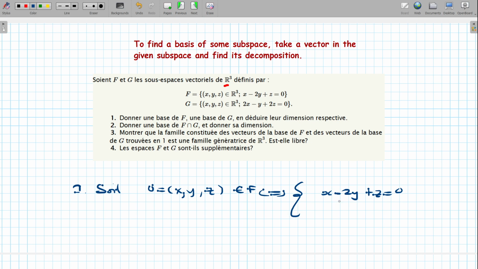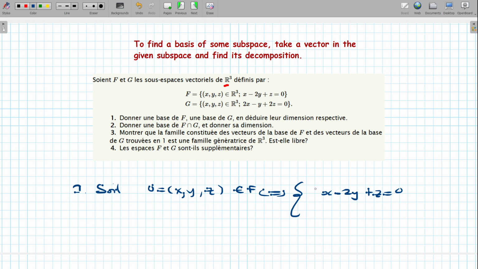Now you can make x the subject of the formula if you want, you can make y the subject, or you can make z the subject. Now it is recommended that you choose either x or z because their coefficient is 1. They have a coefficient of 1.